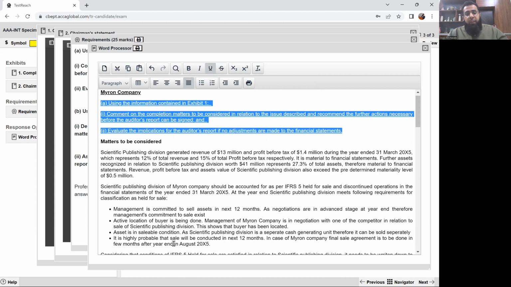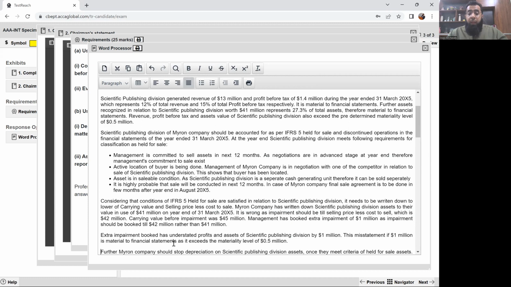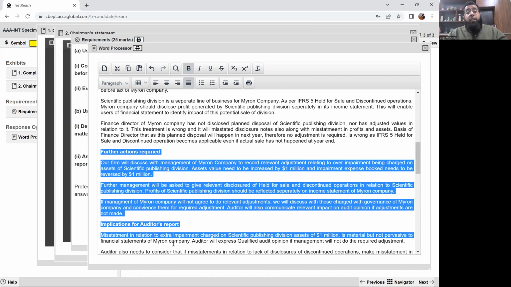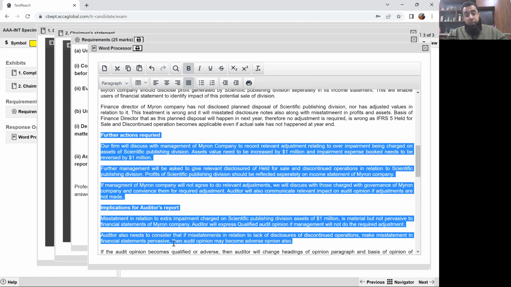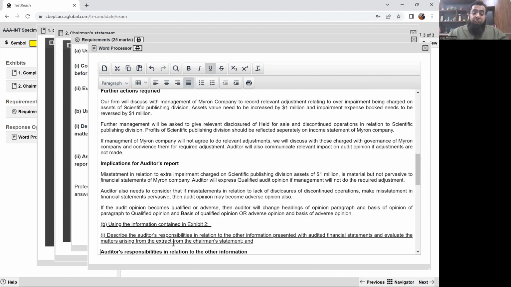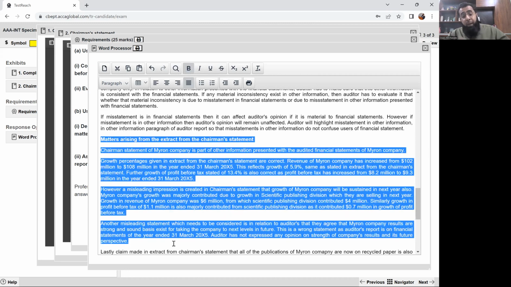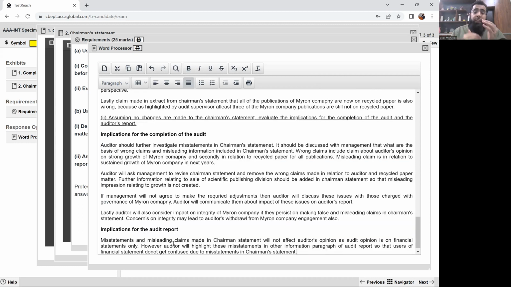First of all, from Exhibit 1, we had to talk about matters to consider in relation to IFRS 5. I believe this was an easy one. Then we talked about actions to be taken. It was very important that students shouldn't refer procedures here. It was actions to be taken. And then there were implications for auditor. Then in relation to chairman's statement, first we discussed the auditor's responsibility, then matters specific to the chairman's statement of my own company. And the last one was implications for completion of the audit, that is, what actions we have to take in completion of the audit and for the audit report. I believe that this is easy.